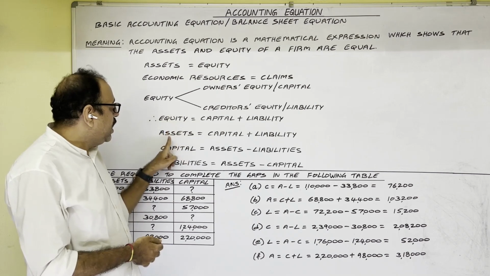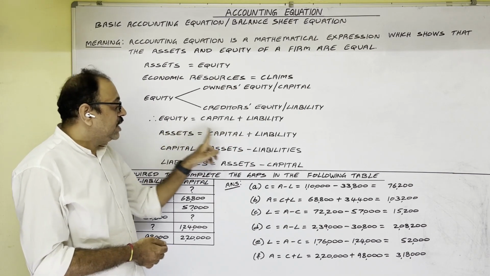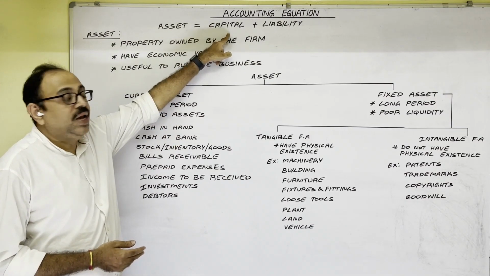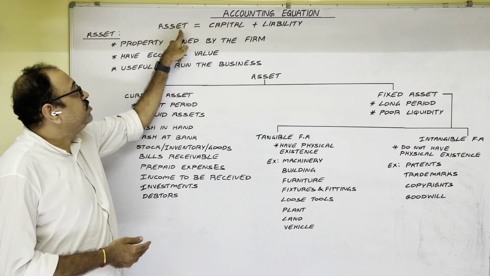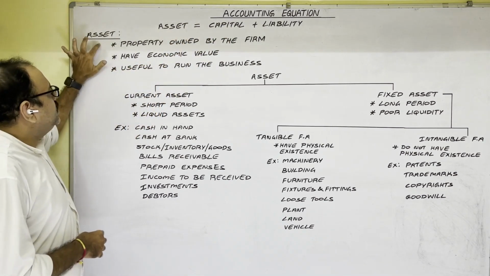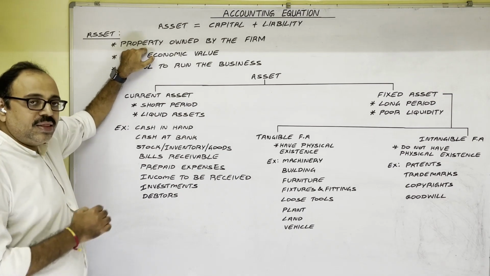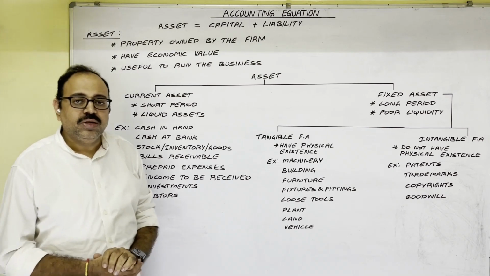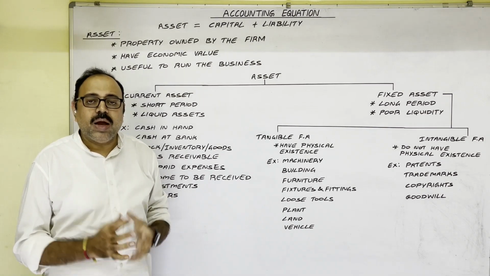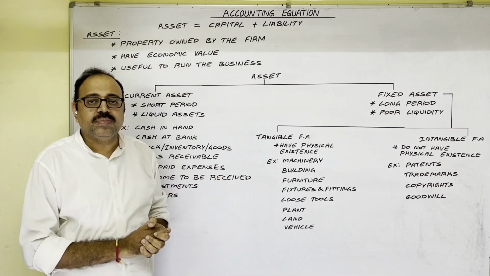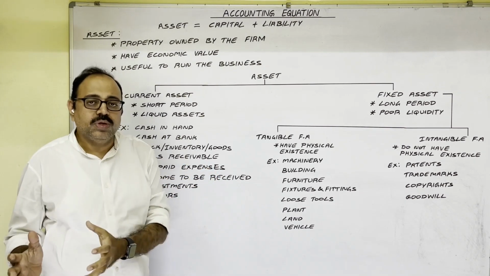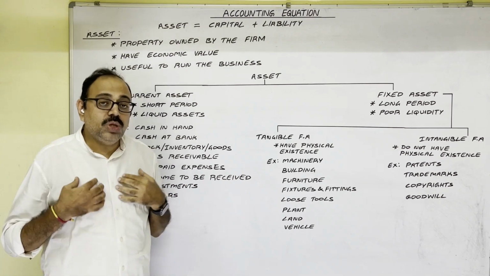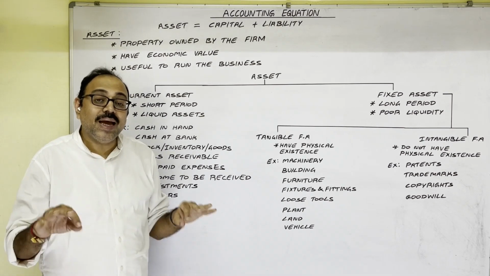Now, let us know in detail about these three elements: assets, capital, and liability. Before knowing the meaning of this accounting equation, let us see about each element. First one is asset. Asset means the property or a thing which is owned by the firm, by the business organization. Suppose there is one company. The company purchased a factory building, office building, godown, showroom. All these buildings are owned by the company, no? So to the company, all these buildings are known as assets.